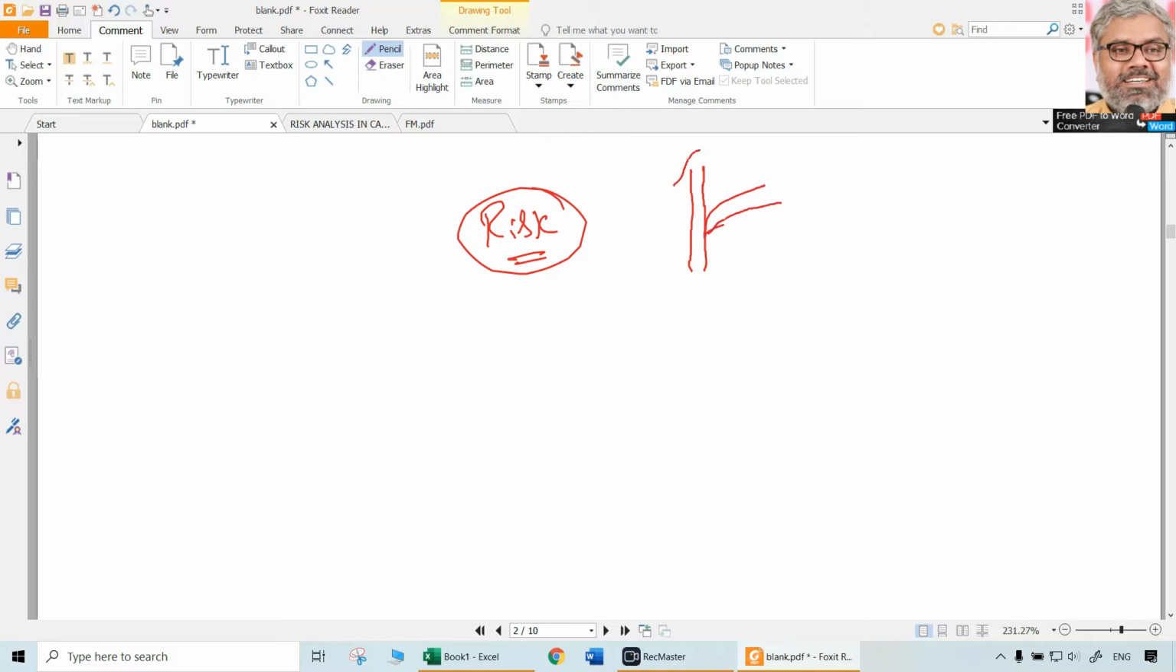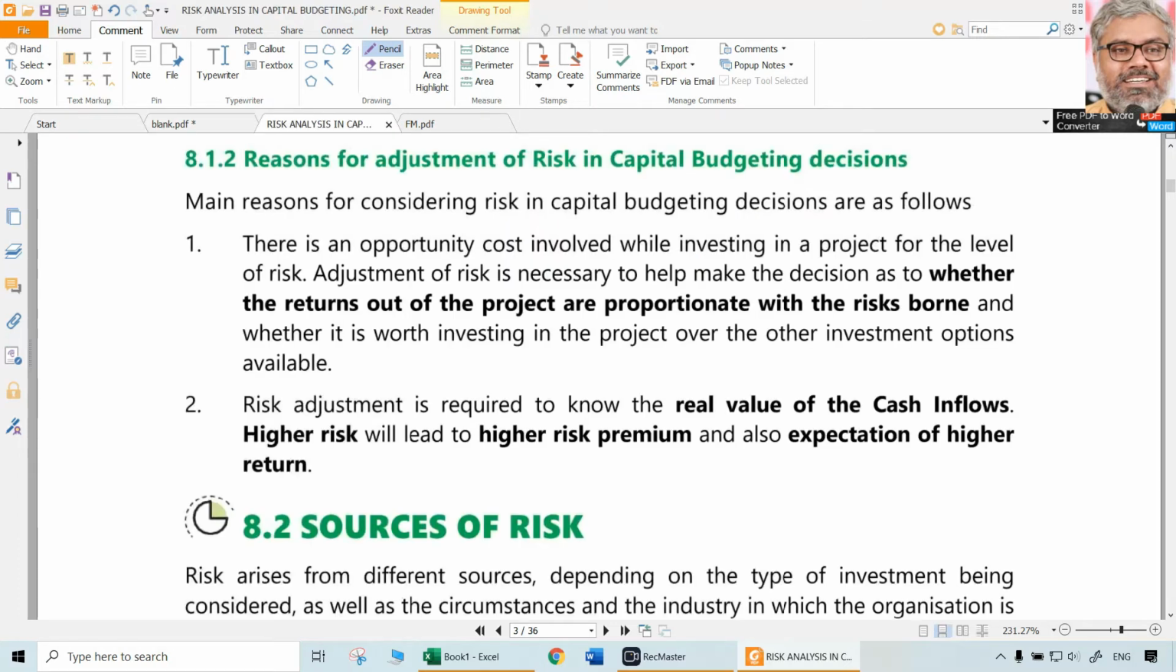So if you have a plan to go like this, if there is a possibility of deviating from that plan, that is risk. So anything that is not in line with the original plan, forecast, projection, budget, whatever we call it, is a risk. That is the core concept of risk.